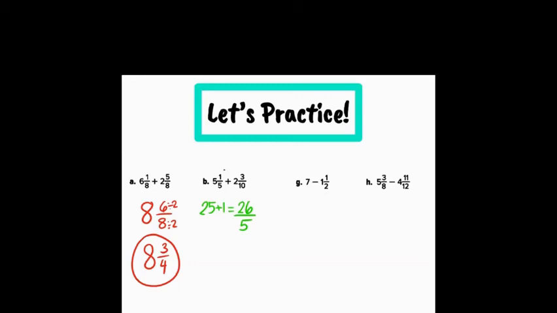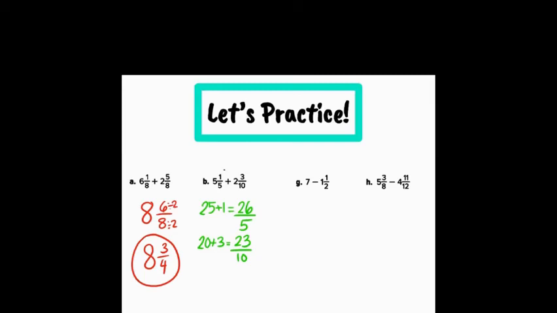Next, we need to do the same thing to the other fraction. So multiply the denominator times your whole number. 2 times 10 is 20. Add your numerator to it, and you'll get 23. Put that over your same denominator. Now, we still can't add these together because they still have different denominators. One is 5 and one is 10.